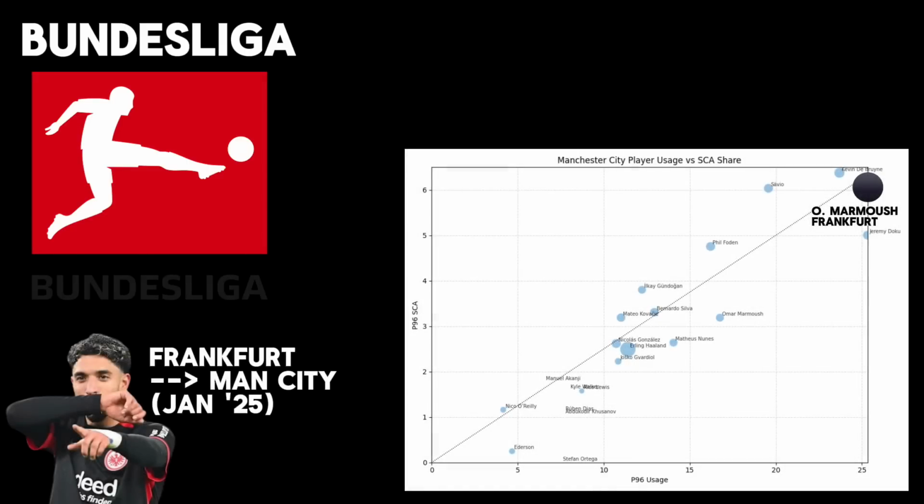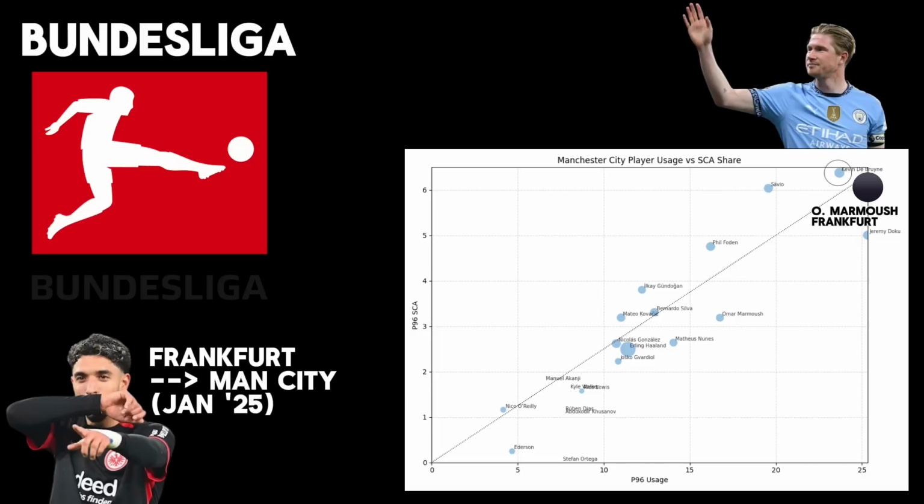And even though Omar Marmoush has spent more than a half year at Manchester City, it looks like they still need to figure out their hierarchy. Now that Kevin De Bruyne has left, the most heliocentric player left is Marmoush.